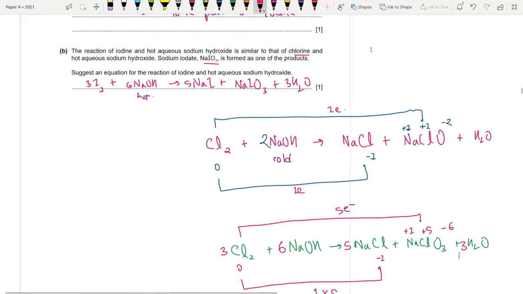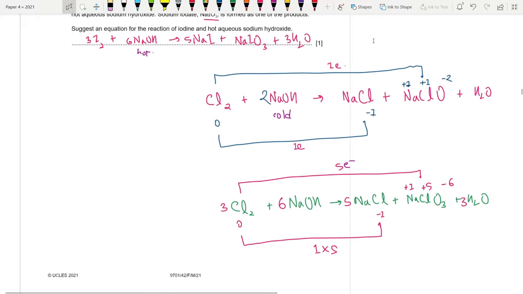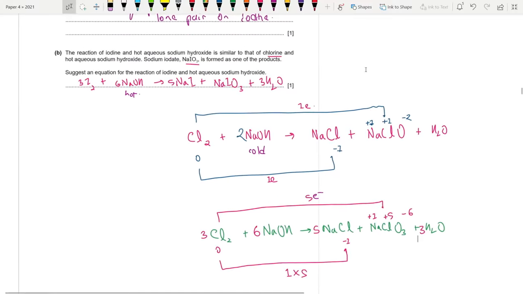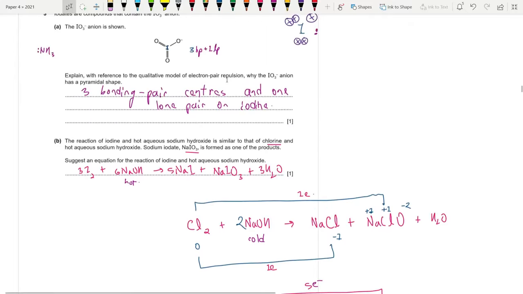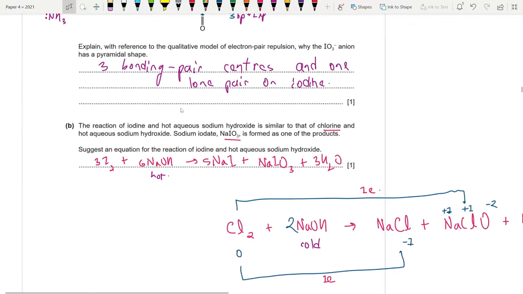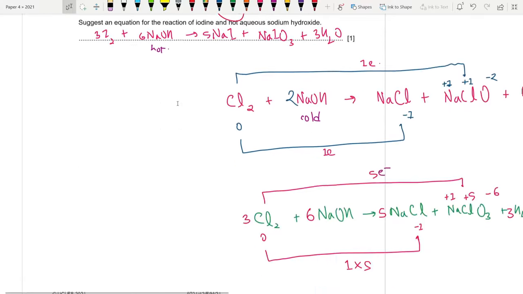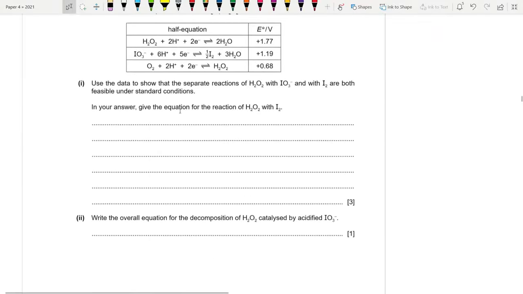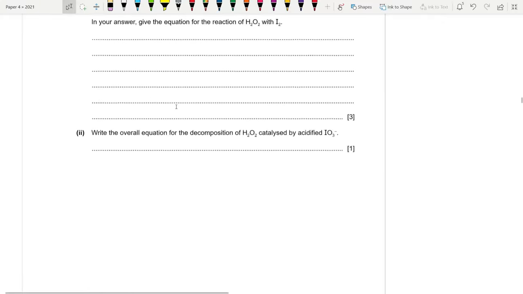I don't have the balancing memorized. I just have the products memorized. But you need to know the products. You're going to get a NaCl for both of them and NaI for both of them. Depending on the halogen, it's just going to change. They told you that you're going to get sodium iodate as one of the products. Okay, moving on.